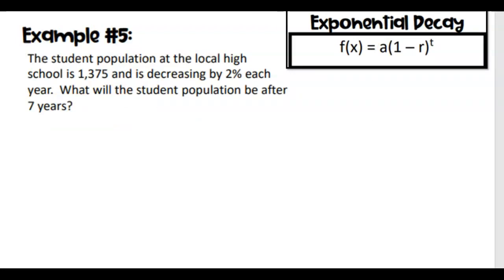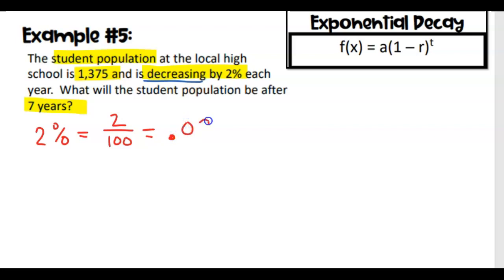Okay, so a student population at a local high school is 1375. It's decreasing. This word right here tells me I have to use a decay equation. It is decreasing by 2% per year. So, we have a student population decreasing by 2%. That's the critical information. Now I need an equation. Oh, but first, whenever I have a percent, I need to change it to a decimal. If you do that first, then you won't forget to do that.